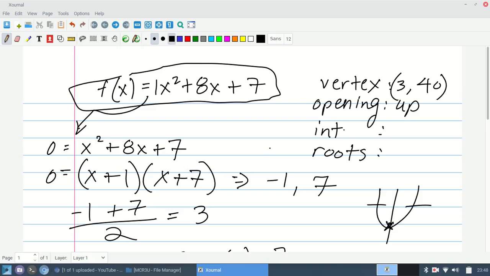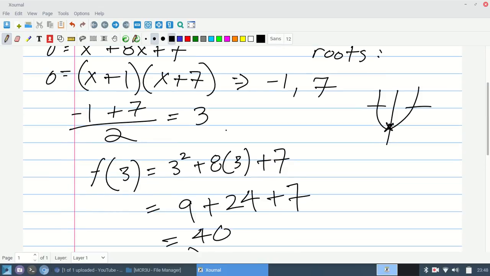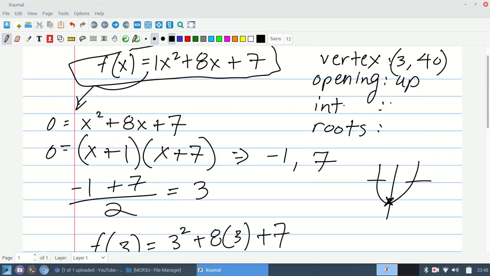Intercepts are when x equals 0, y equals 0. I already have the x-intercepts; that's where I get the zeros. So x is negative 1 and 7. This is not an ordered pair, so I'm just going to write x is negative 1 and 7. Y is equal to, let's see, plug in 0, it's going to be 7. The roots again are negative 1 and 7, and so that's it.